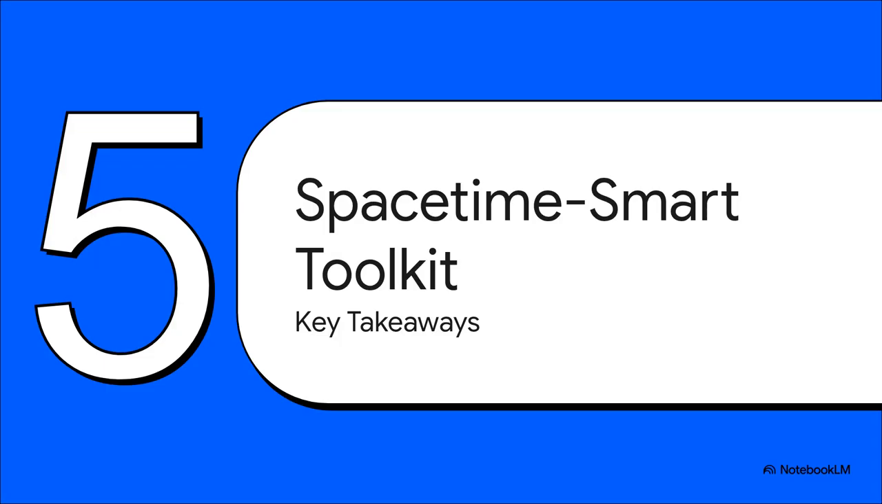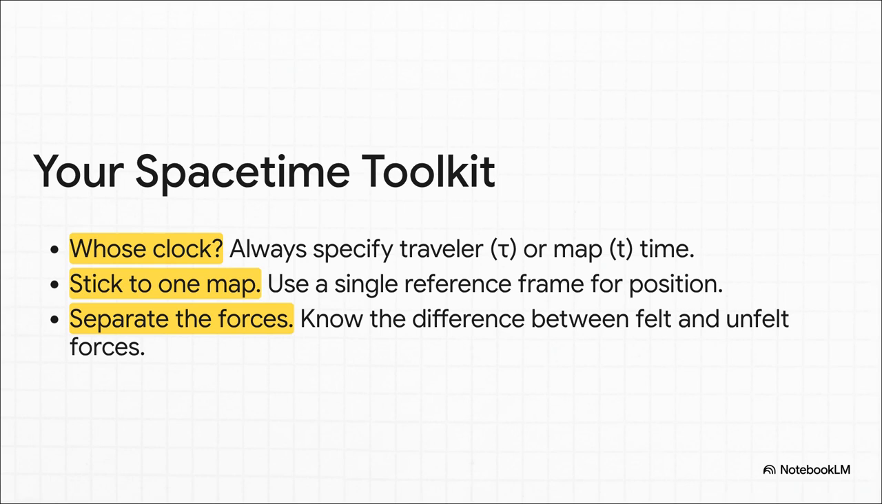So there you have it. We took this big, scary topic and made it feel natural just by changing our perspective. Let's just quickly wrap up the rules for this space-time smart way of thinking. Here are the 3 simple rules. 1, always ask, are we using the map's clock or the traveler's clock? 2, to keep things from getting confusing, just stick to one map. Don't jump around. And 3, remember the difference between forces you can feel, the proper forces, and forces you can't, like the geometric force of gravity.